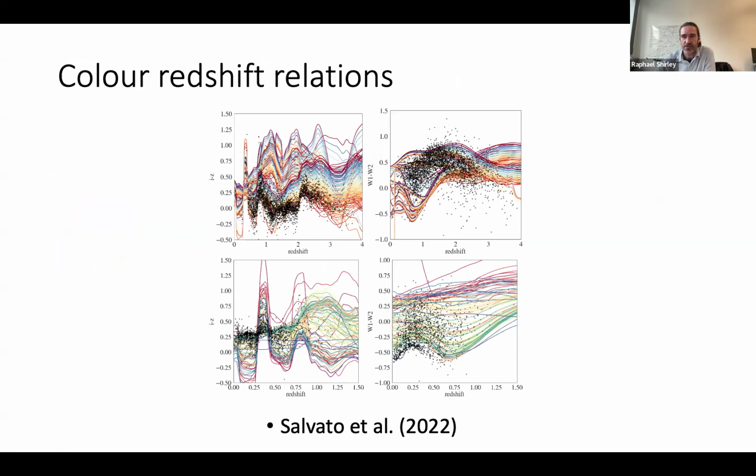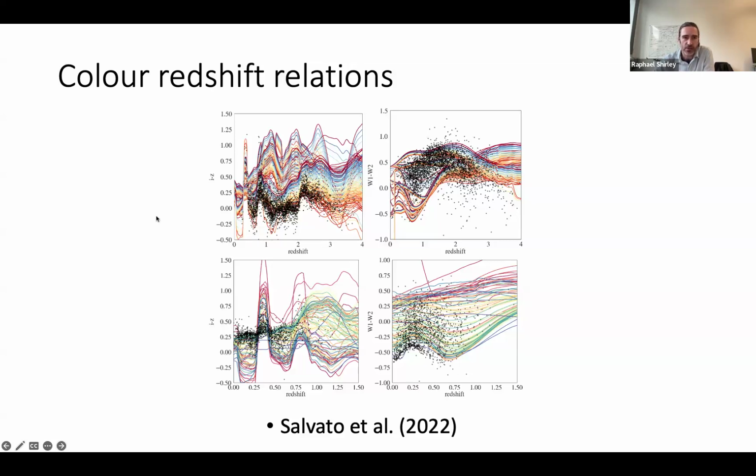Photometric redshifts in general are based on color redshift relations, essentially. So there are 4 plots here. The top is for point sources, and the bottom row is for extended sources, and these are all AGN. The black dots are spectroscopic redshifts. We have redshift on the x-axis and color on the y-axis. On the left, it's I minus Z color, and on the right hand it's W1 minus W2 color. What we're really doing is looking at the relation between that color, which we measure, and the redshift, which we're trying to estimate.